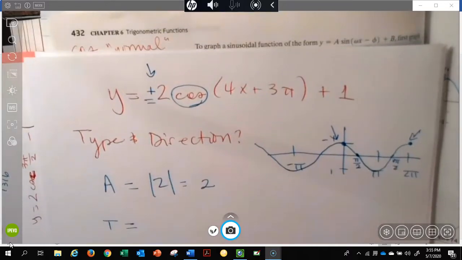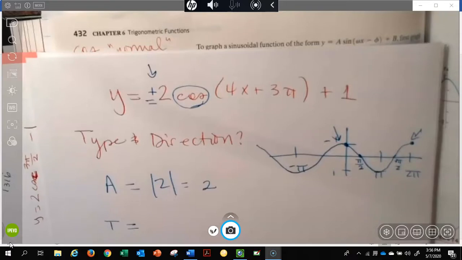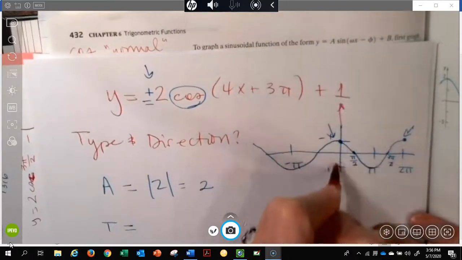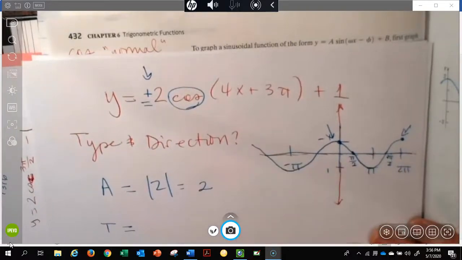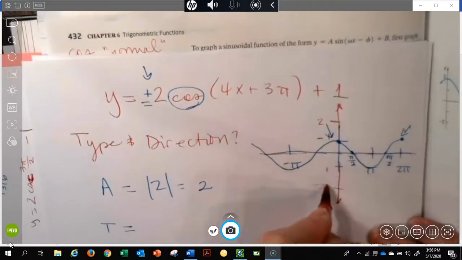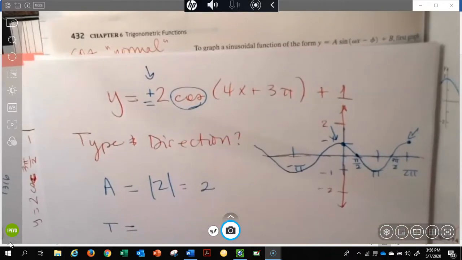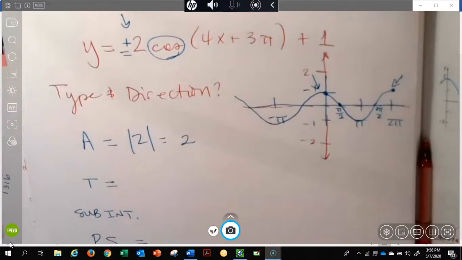As I am writing these down, my brain is thinking transformational. My brain's going to be thinking 5 key points, a little bit of this, a little bit of that. But what amplitude of 2 means is that if this is our center, this is our 0, then we're going to go up to a 2 and down to a negative 2, and that's what our amplitude is going to be. Keeping that in mind, let's talk about period.